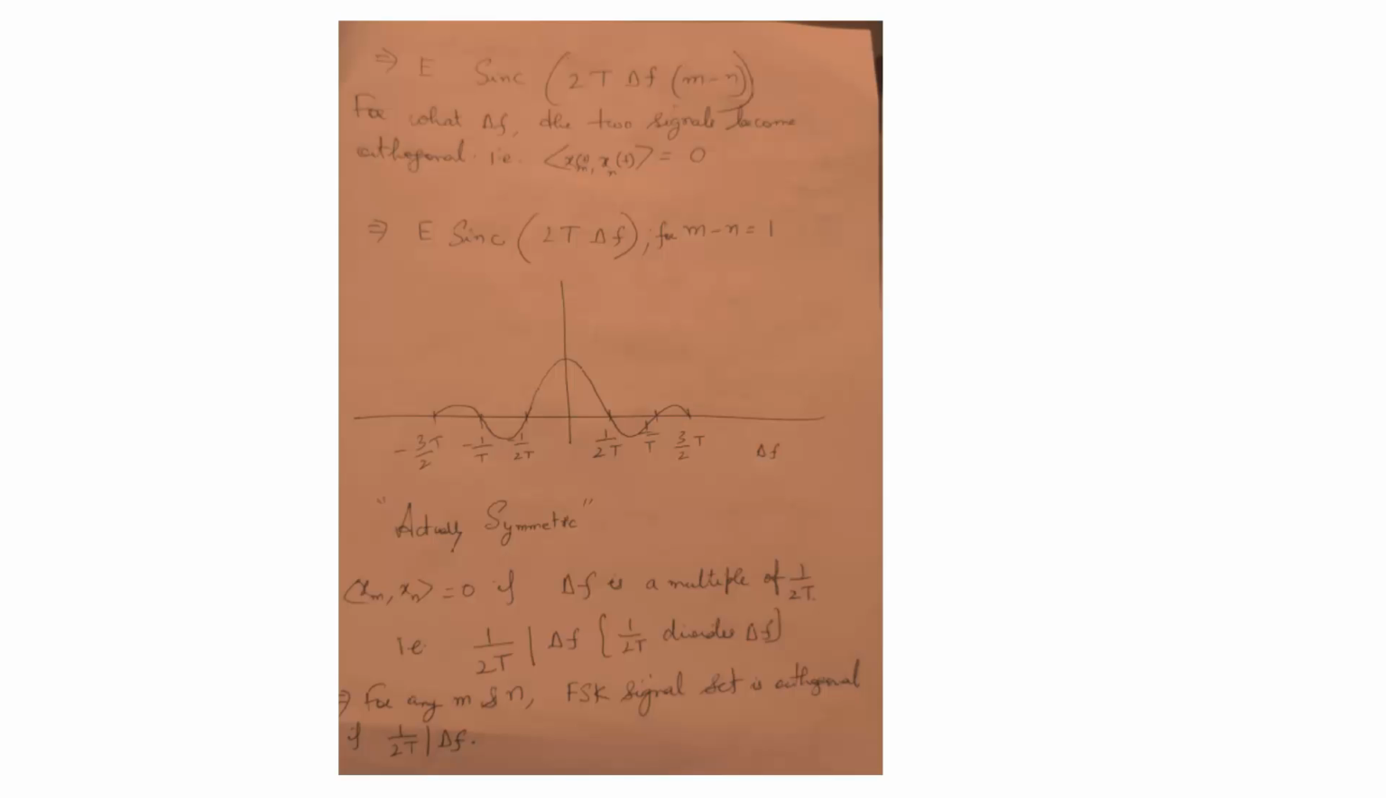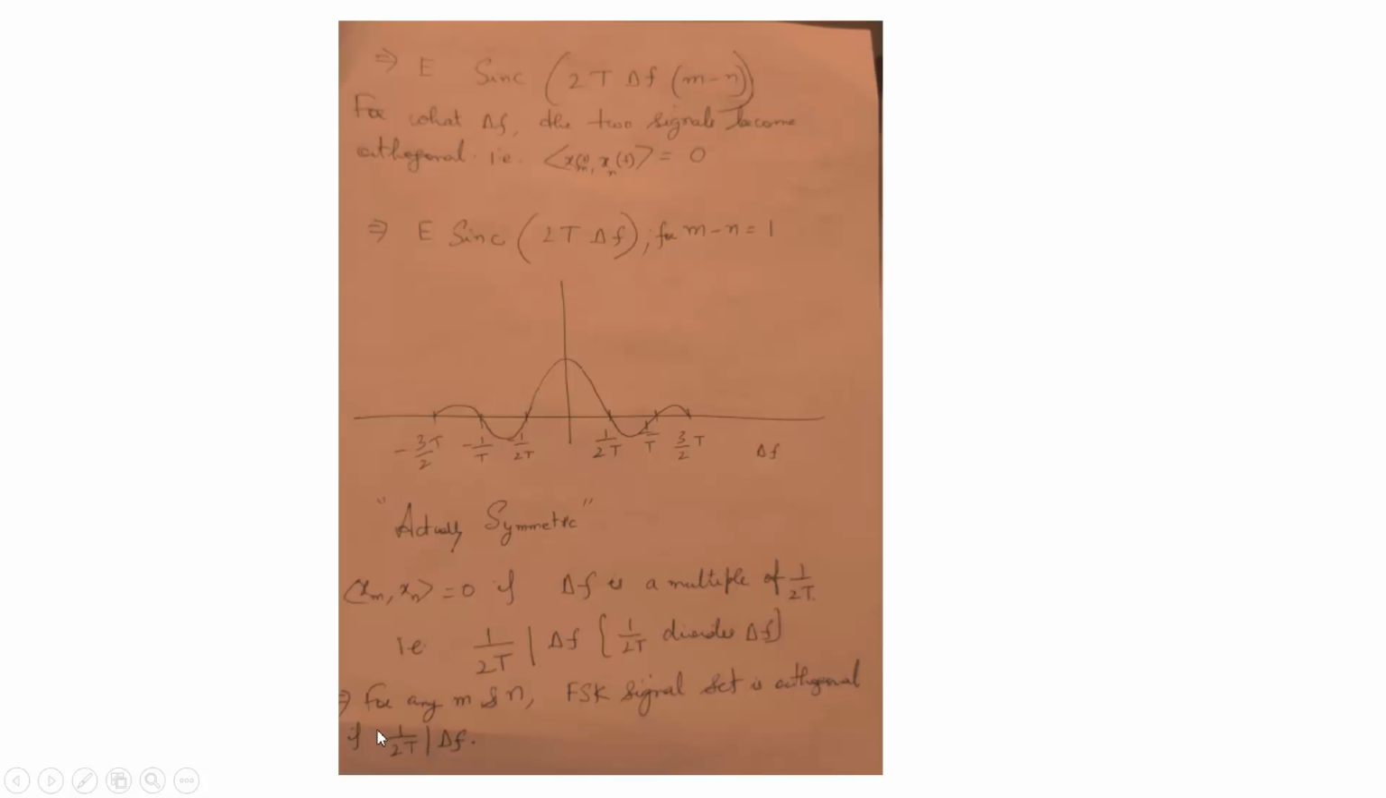That means the delta f, the frequency shift that we will select from the carrier frequency, should be a multiple of 1 by 2T. Then we have mathematically proven that the two signals will remain orthogonal to each other, and for any m and n, the FSK signal set is orthogonal if 1 by 2T divides the delta f.